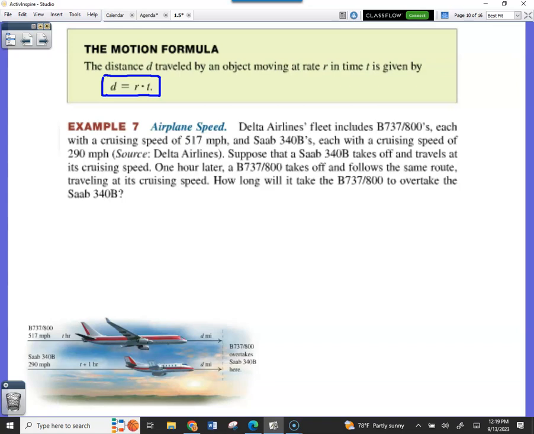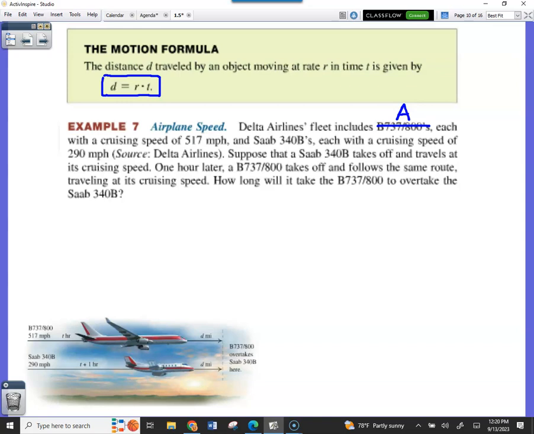Delta Airlines fleet includes B-737/800s. Wouldn't it be a lot easier to just call that plane A? Right? You got a Delta Airlines fleet, they have plane A. You with me? It does not matter what size the plane is. What matters is the numbers they gave us in terms of the time it took off and the distance it traveled.